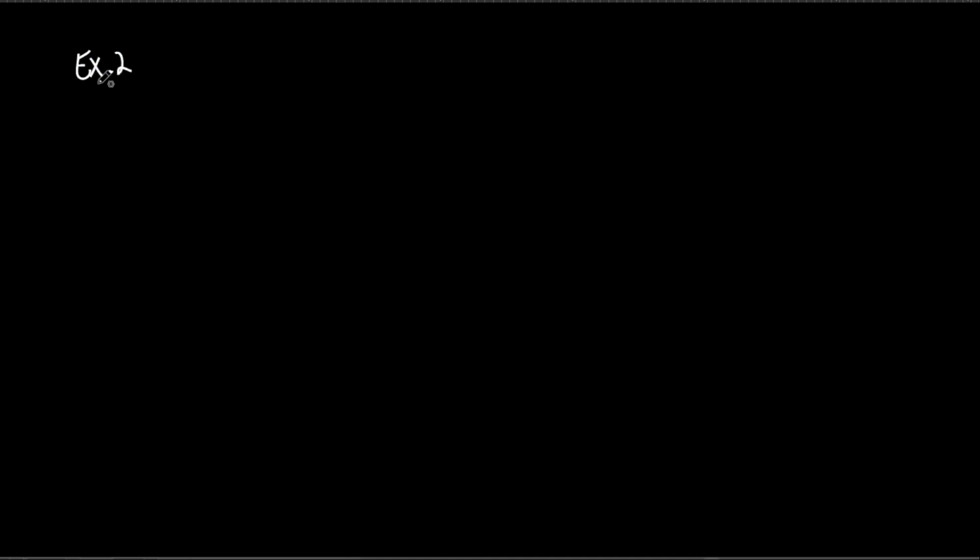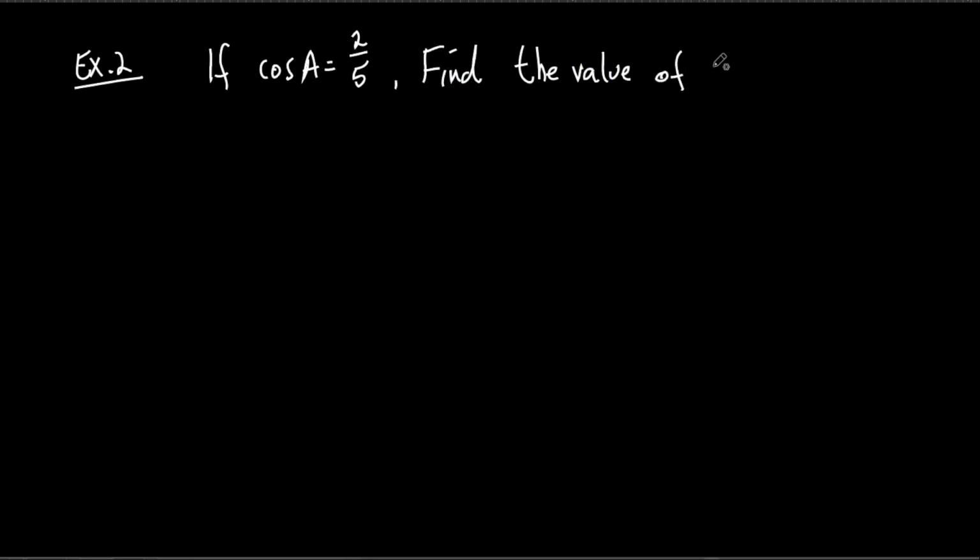So example 2. Here's what it says. Write it down. It says if the cosine of A equals 2/5, find the value of the tangent of A. Find the value of tangent of A.